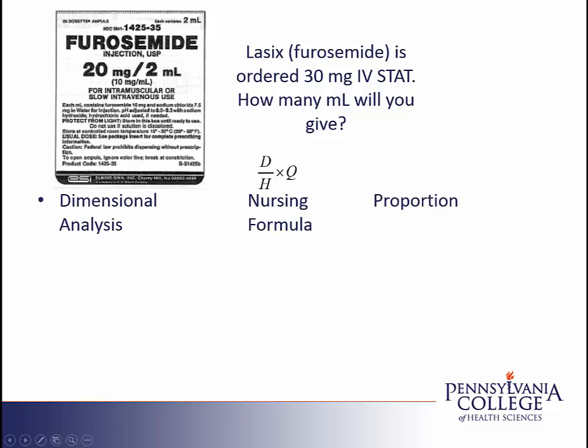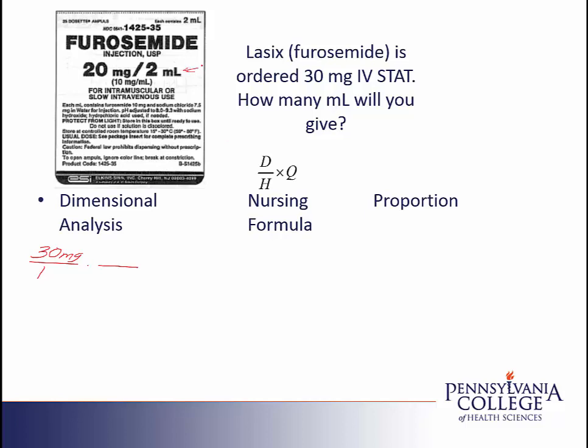The first approach that we'll look at is the dimensional analysis approach. In this approach, we always want to start with what is ordered, in this case the 30 milligrams. In dimensional analysis, we'll place the milligrams over 1 to make it look as a fraction. My next fraction I will use to cancel the milligrams, and I'm going to use the strength of the medication, which in this case is listed on the label.